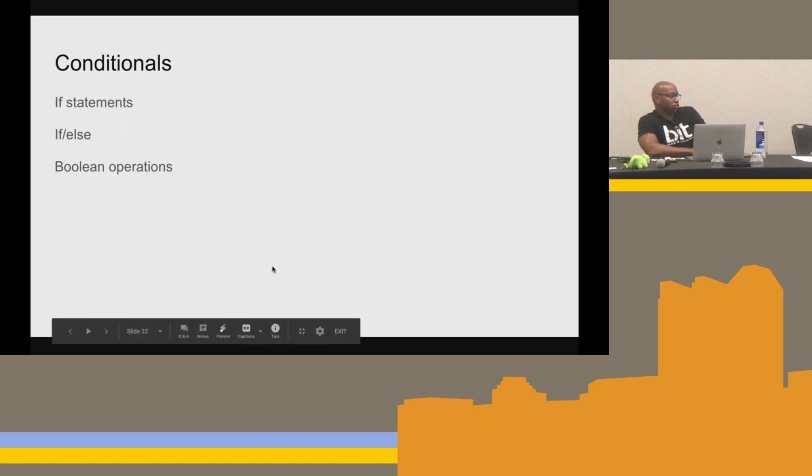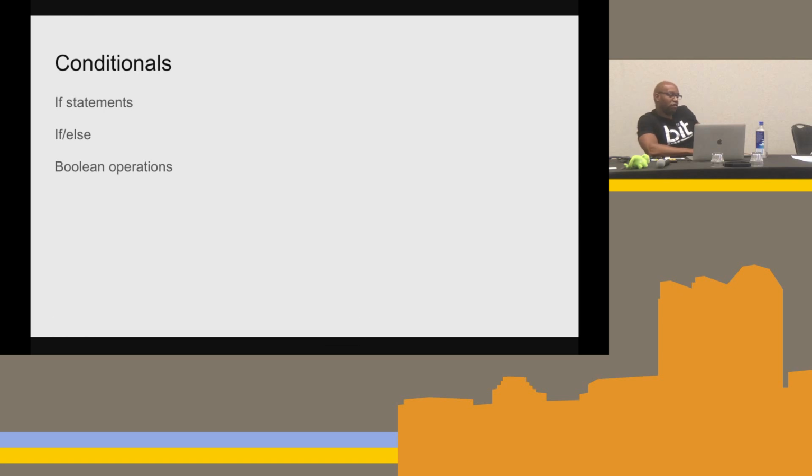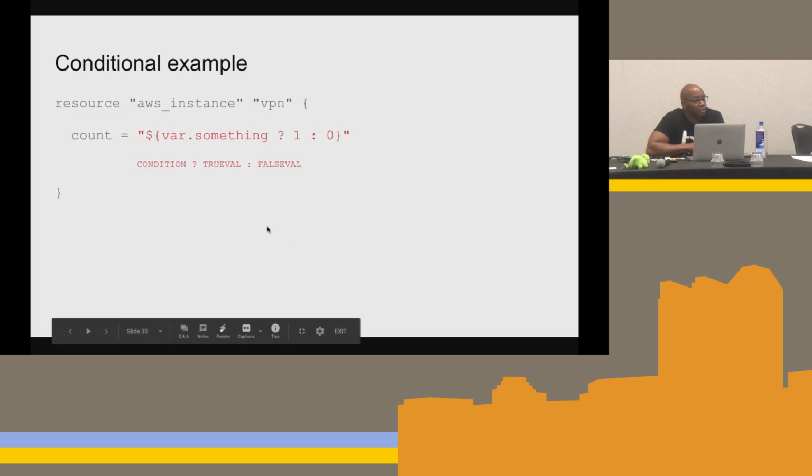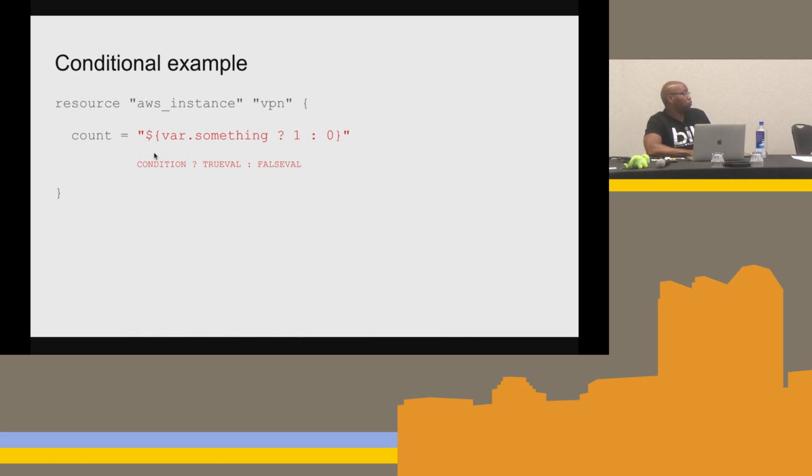Terraform has conditionals. So you can do if statements, you can do if else statements, you can do some Boolean operations as well, right? So here's an example of using count. If you want to create more than one resource, you can use the count attribute.